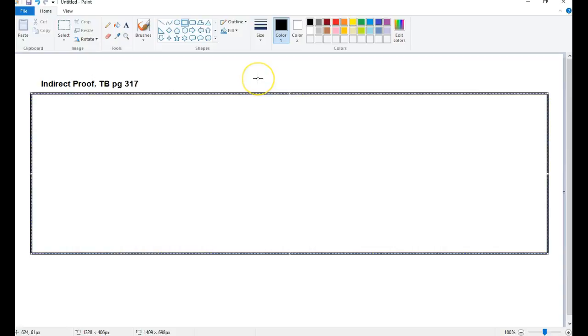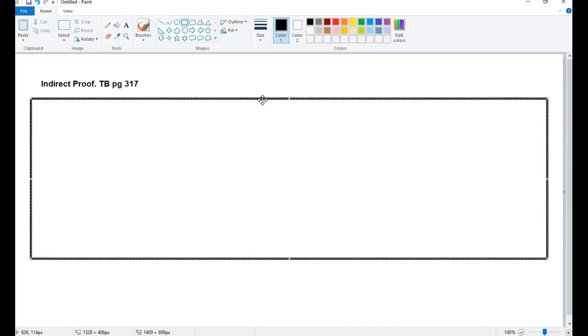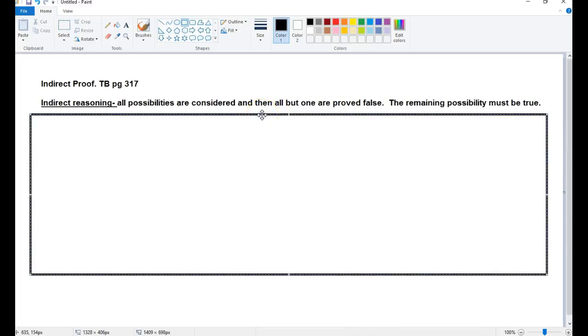Hey guys, we're going to do the next section, which is indirect proofs, starting on page 317. This is a really short section, but it has a really big idea going along with it. Indirect proofs start off with something called indirect reasoning. That's when all possibilities of something are considered, and then all but one are proved to be false. That means the remaining possibility must be true.